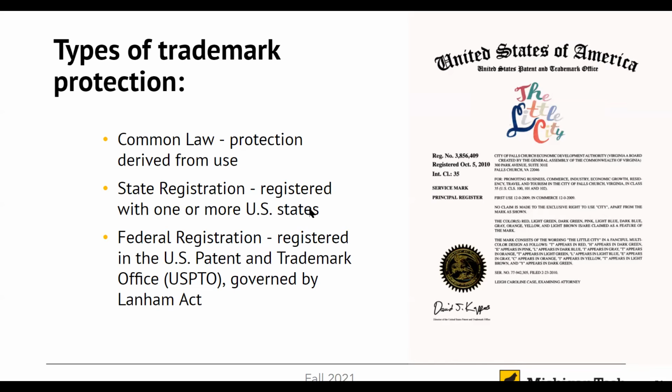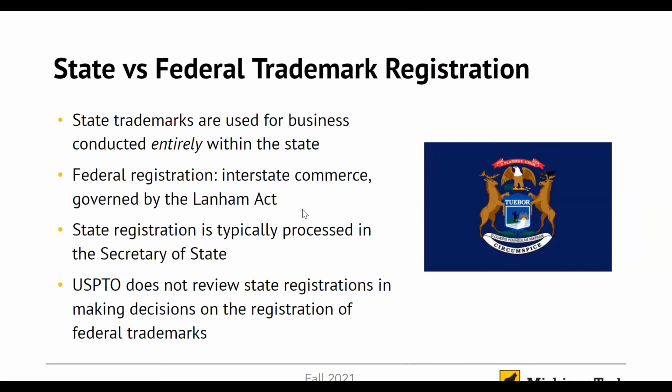So I mentioned state and federal registration. You register a trademark on the state level for business conducted entirely within the state. Federal registration is interstate, all over the country, governed by the Lanham Act. State registration is typically processed by the Secretary of State. Michigan has a system called LARA, which we won't talk about today, but it's good to know that it exists. Also good to know, the USPTO does not review state registrations when they register federal trademarks.